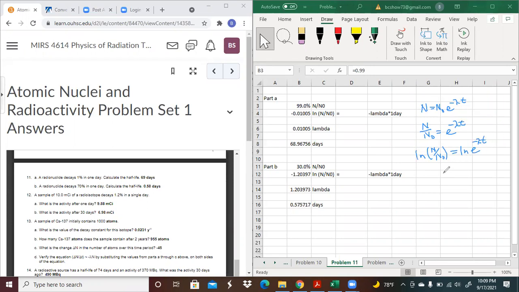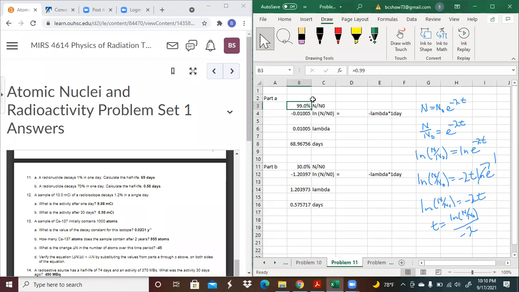Now, you might be asking, why in the world are we doing this? We're roping this together with the review that we did a few weeks ago. When you have the natural log of something that has an exponent, guess what? You get to take this exponent down and it becomes a coefficient. And the natural log of e is just 1. So you're left with the natural log of N over N naught is equal to that. And if you're looking for time, you can say the natural log of N divided by N naught over minus lambda.